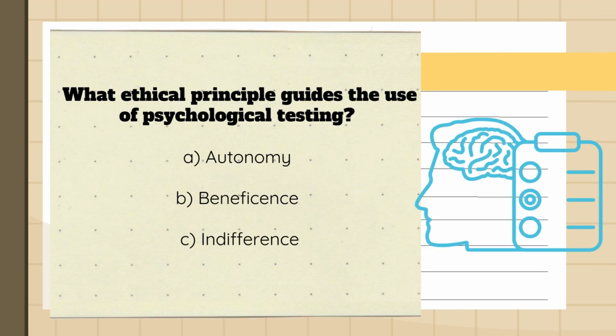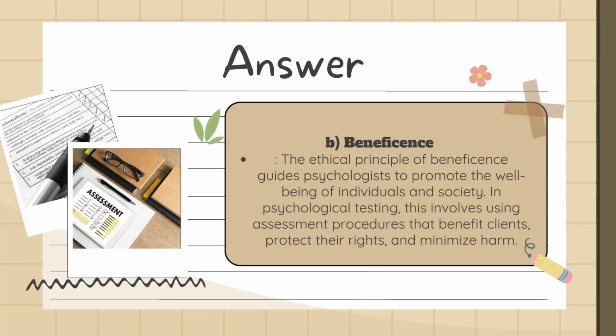What ethical principle guides the use of psychological testing? A. Autonomy. B. Beneficence. C. Indifference. B. Beneficence. The ethical principle of beneficence guides psychologists to promote the well-being of individuals and society. In psychological testing, this involves using assessment procedures that benefit clients, protect their rights, and minimize harm.